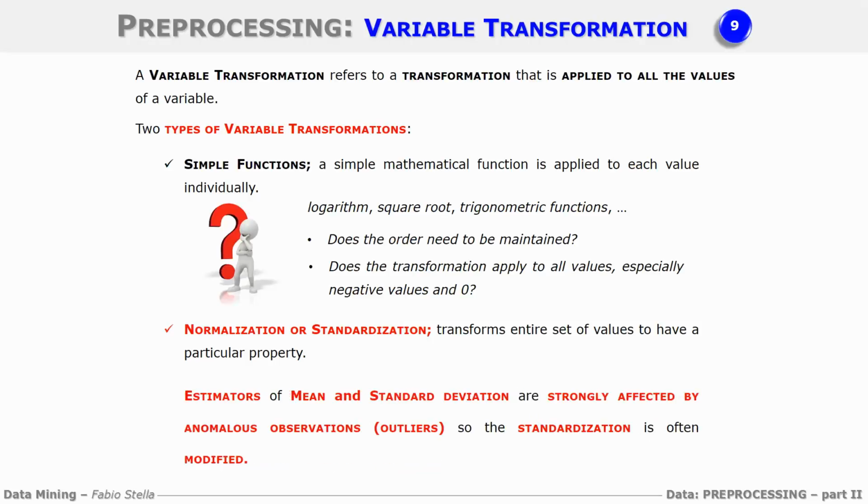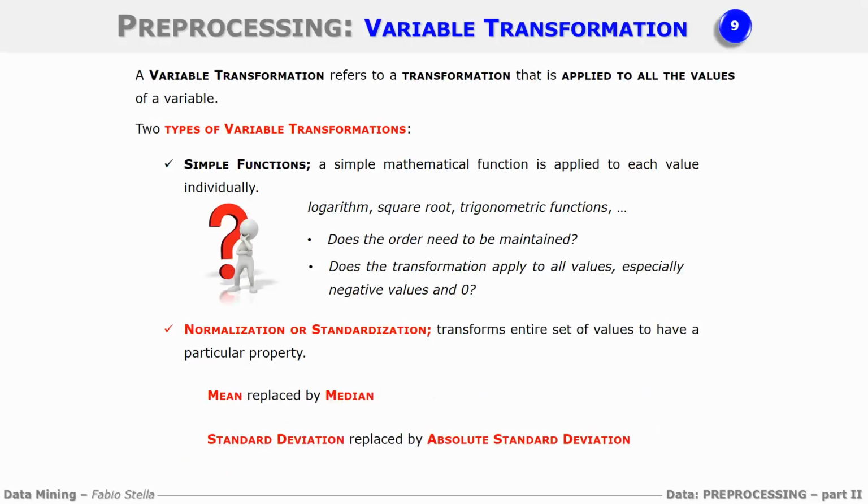However, we know that estimators of mean and standard deviation are strongly affected by anomalous observations, the so-called outliers, so the standardization is often modified. Typical modifications to avoid this bias are to replace the mean with the median and to replace the standard deviation with the absolute standard deviation. However, it is worthwhile to mention that more sophisticated methods to treat the bias problem are described in the specialized literature.